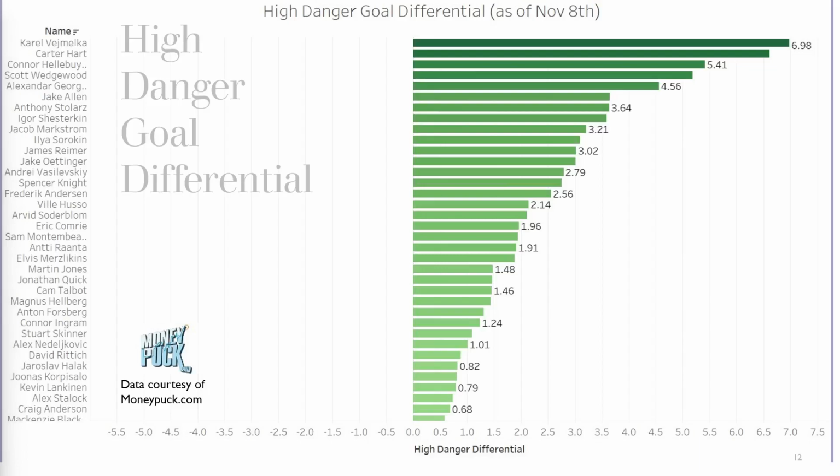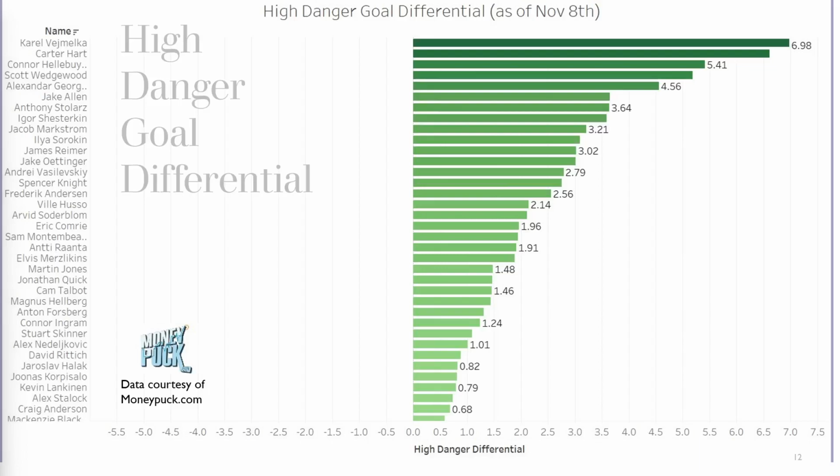And on this list, Karel Vejmelka is at the top of this list for basically 2 reasons. Number 1, he's getting shelled every night. So Arizona is 7th worst in the league in allowing high danger chances this year, and they're averaging 37 shots against per game, which is 2nd worst in the league behind Anaheim, who's giving up 40. So those are alarming numbers. If you have anybody that's playing for Arizona or Anaheim, you should probably drop them right now. You shouldn't have had them in the first place.